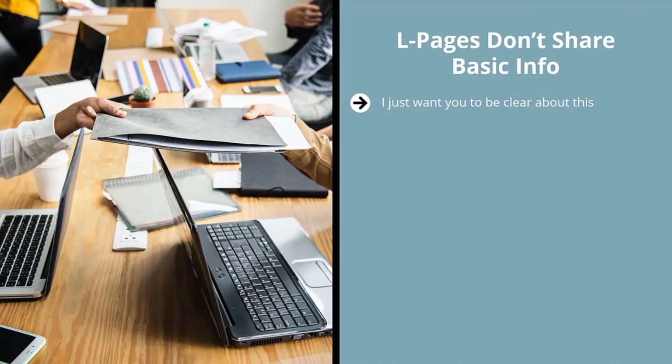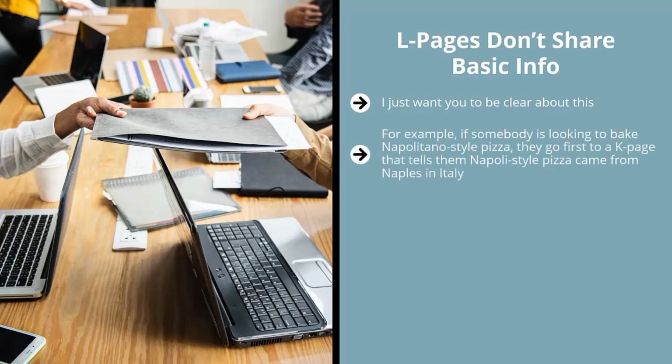When you create an L page, you're not saying to the reader why you are interested in this stuff or why people are interested in this type of product. They don't want that. That's introductory stuff. For example, if somebody is looking to bake Neapolitan-style pizza, they go first to a K page that tells them that Napoli-style pizza came from Naples in Italy. It was brought by Italian immigrants to the United States. It is a very tasty form of pizza. It's puffy, so on and so forth.